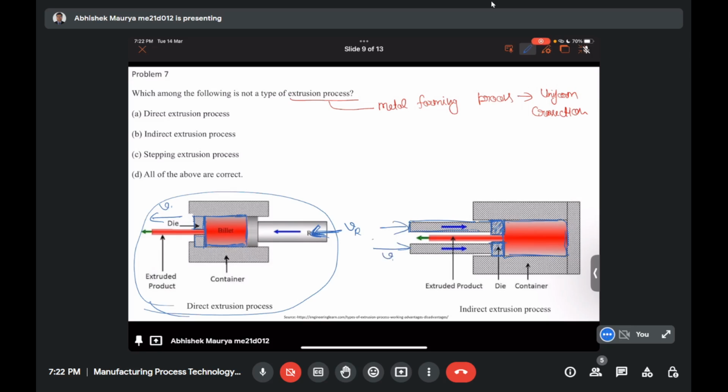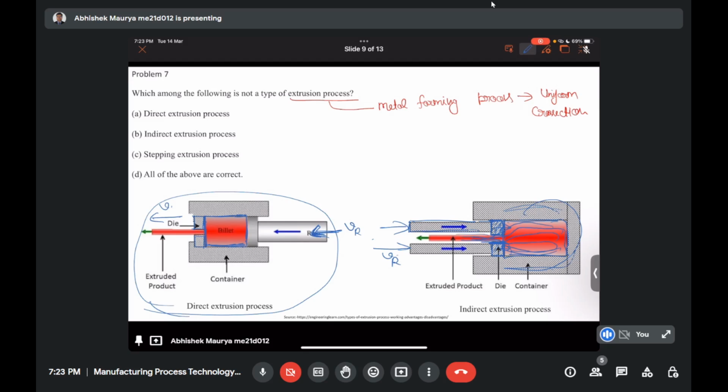This portion is the die which has the required cross sectional shape, and here we apply load and we give some velocity. Now our die is moving towards the right side, but the material is confined inside the container. This is the container. The only opening is here in between the gaps of the die, and therefore the material flows from, let's say, here to here, something like this.